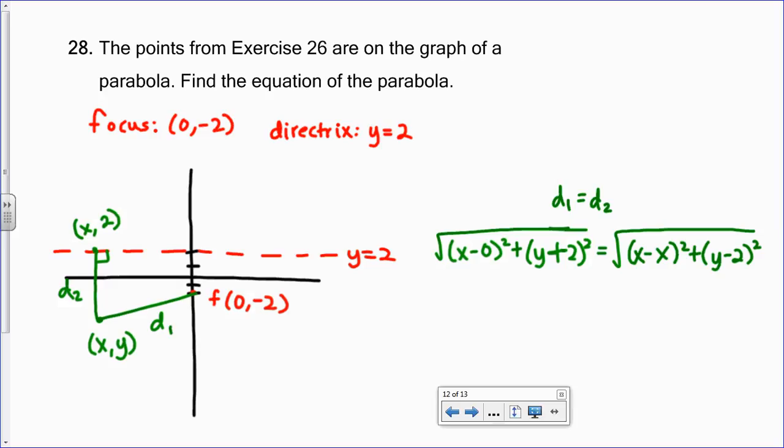Right, that's the main idea. That is what I am showing. That's how I'm coming up with my equation. So now it's all about simplifying this. I'm trying to get a quadratic equation because that's what gives me a parabola. So the first thing I should do, square both sides. Let's get rid of the radicals by squaring both sides.